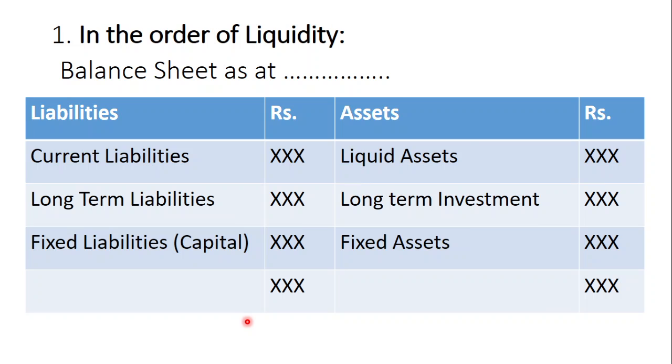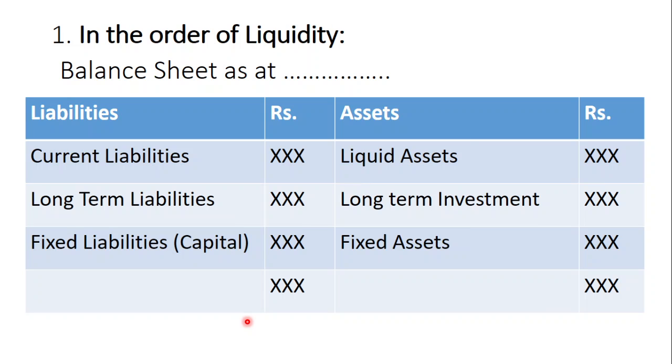In the order of liquidity, the balance sheet heading is Balance Sheet, then liabilities on the left side and assets on the right side. On the left side you have three items. Many items come under this, current liabilities. So this is the order. In the order of liquidity, first current liabilities, then long-term liabilities, then fixed liabilities. On the asset side, in the order of liquidity: liquid assets, long-term investment and then fixed assets.